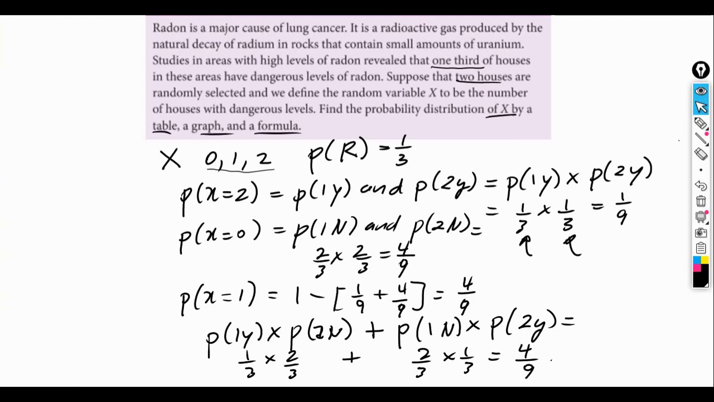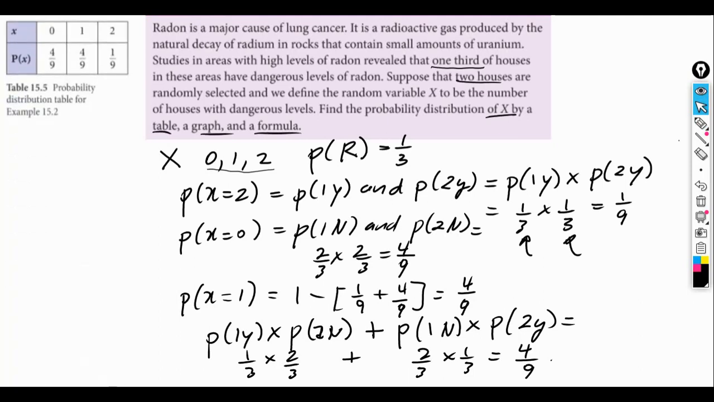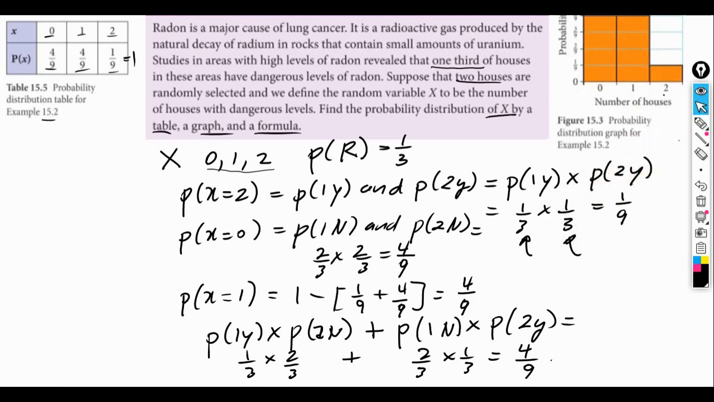So now let's take a look at the table. Notice that here we have the table to the left, and this is the probability distribution table for this example. So notice that 0 is 4/9, 1 is 4/9, and 2 is 1/9. If you add these, it has to equal 1. And then the graph is a histogram where on the x-axis we have the number of houses, and on the y-axis we have the probability. So notice that 4/9 for 0 or 1, and then 1/9 for 2.